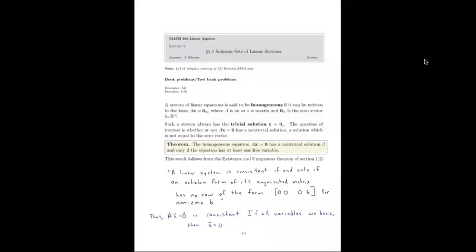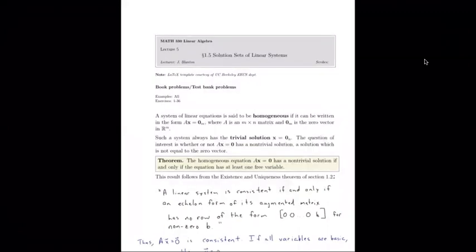Section 1.5 is solution sets of linear systems. What we're going to find primarily in this section is that any system of equations, or any linear system of equations, will have a solution that can break down into two separate components. That's the ultimate thing that we're going to find in this section.